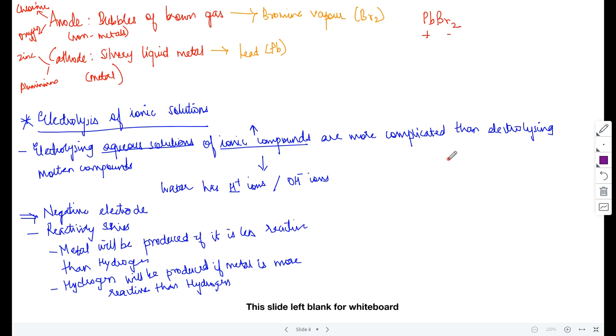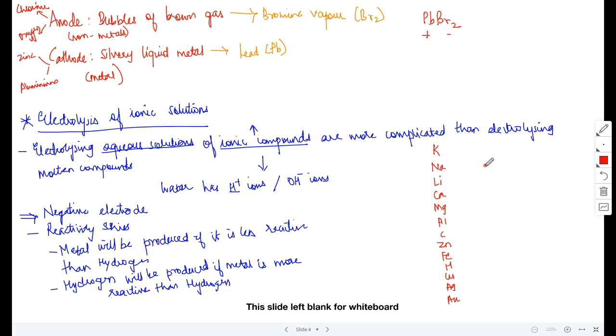Clear? So when are we getting hydrogen and when are we getting metals? We'll write the compounds. Starting with potassium, sodium, lithium, calcium, magnesium, aluminium, carbon, zinc, iron, hydrogen, copper, silver, gold. This is my reactivity series of elements.